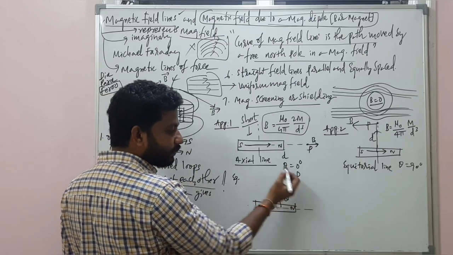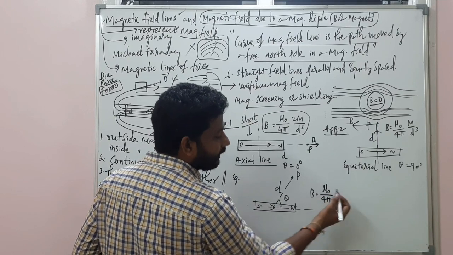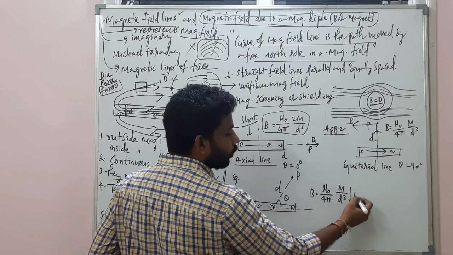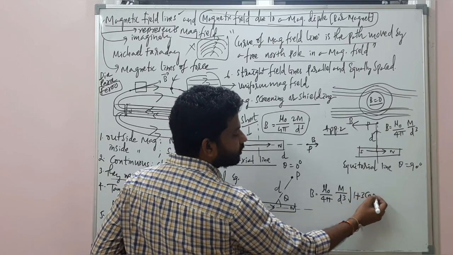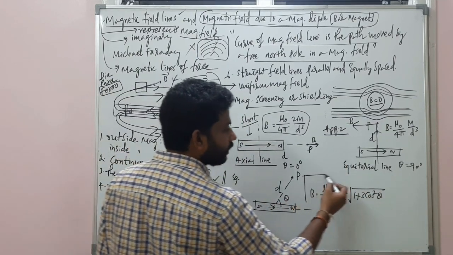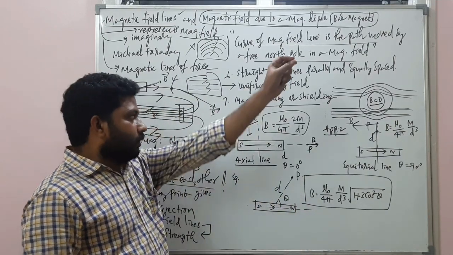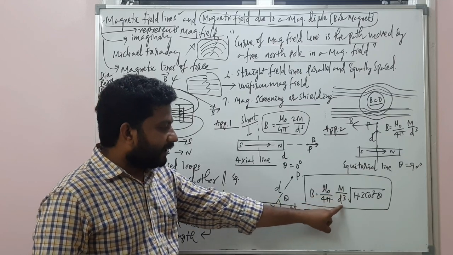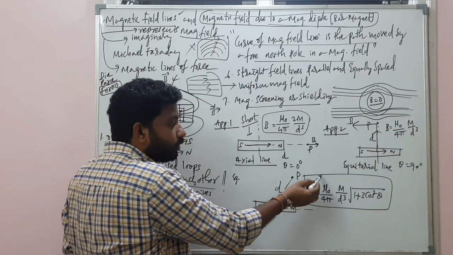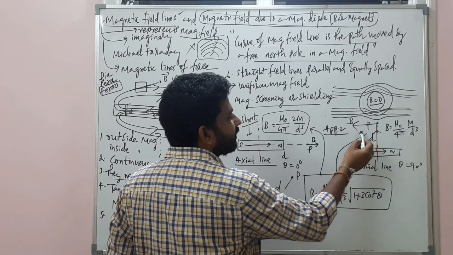In this case, at this point, if you want to find the magnetic field, the formula will be mu naught by 4 pi into m by d cube into square root of 1 plus 3 cos square theta. You might have learned this or not, but still try to learn it: mu naught by 4 pi into m by d cube square root of 1 plus 3 cos square theta. From this formula only, you get both of these relations.